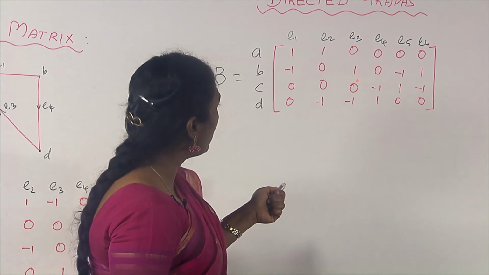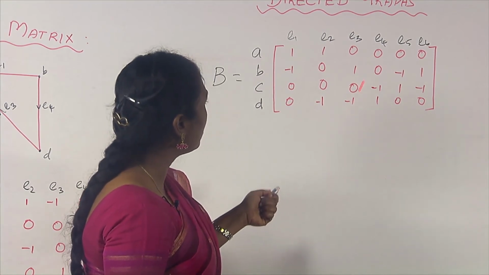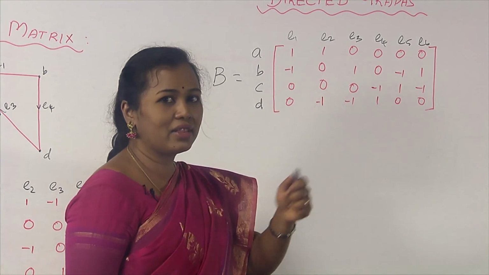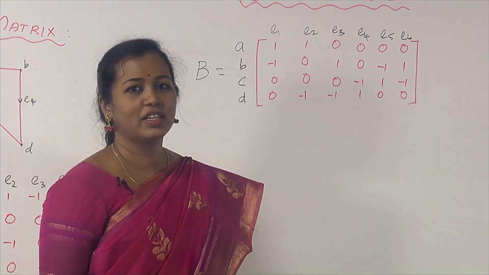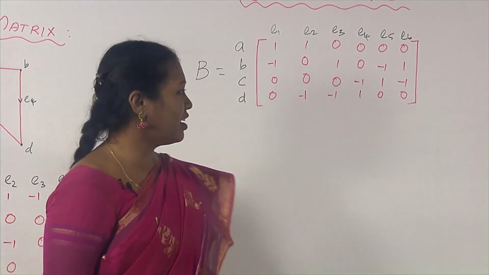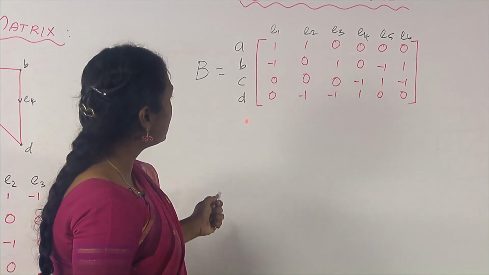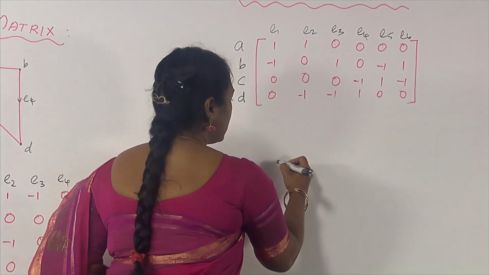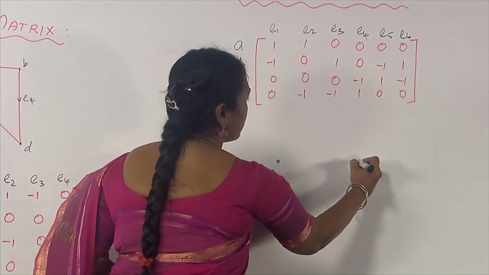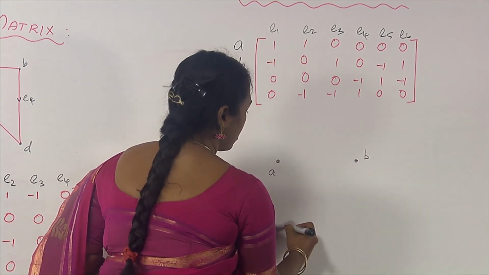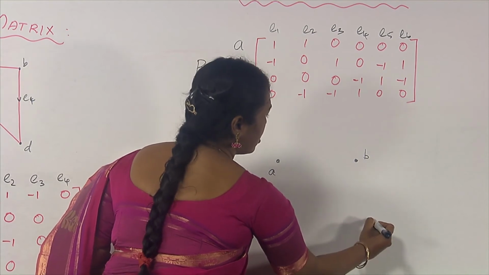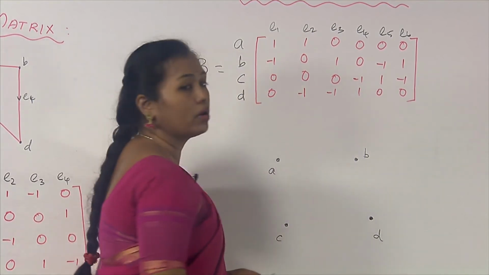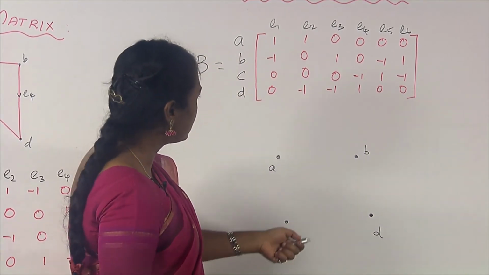For B it is 1, and for D it is minus 1. So you can make this mental connection here. Now let us start constructing the graph here. So 4 vertices are there and 6 edges are there. Now let me draw 4 vertices first. So A, B, C and D. I have put in the 4 vertices now.